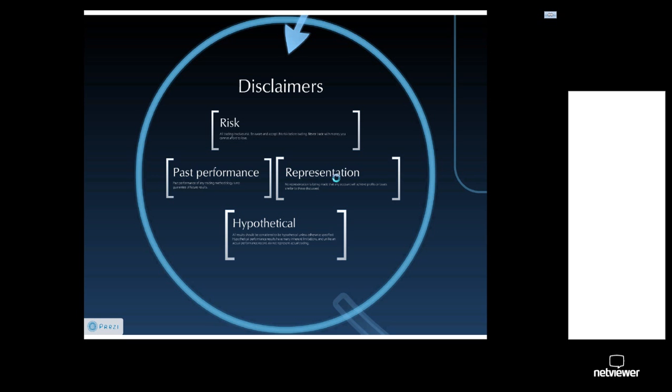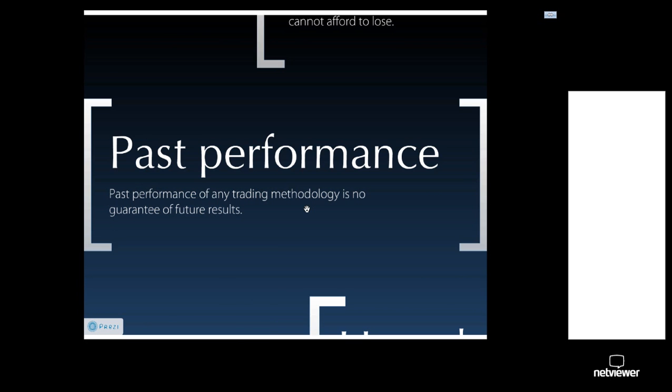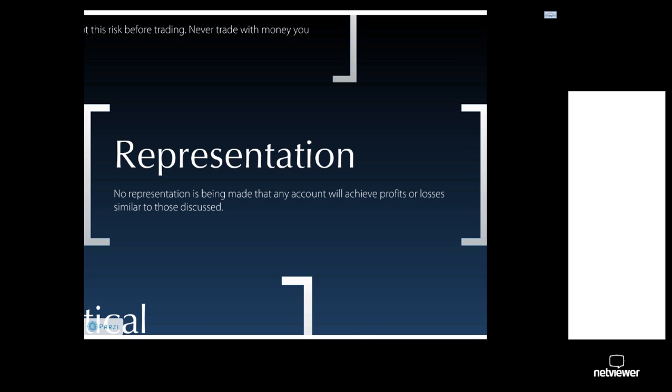Our topic for the day makes the disclaimers particularly important. Our first disclaimer is a risk disclaimer and reminds you that all trading involves risk. Please be aware of and accept this risk before trading and never trade with money you cannot afford to lose. You should also be aware that past performance of any trading methodology is no guarantee of future results.